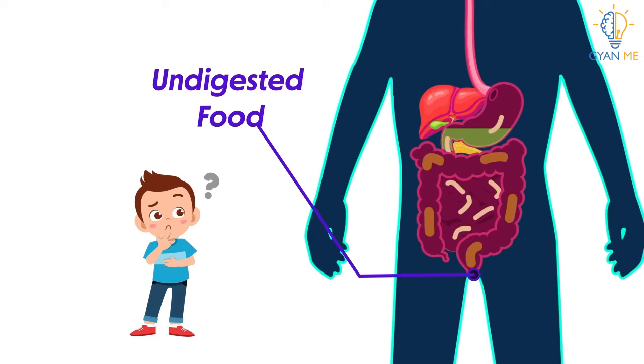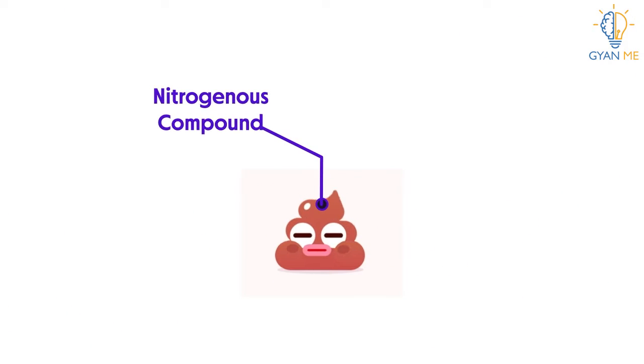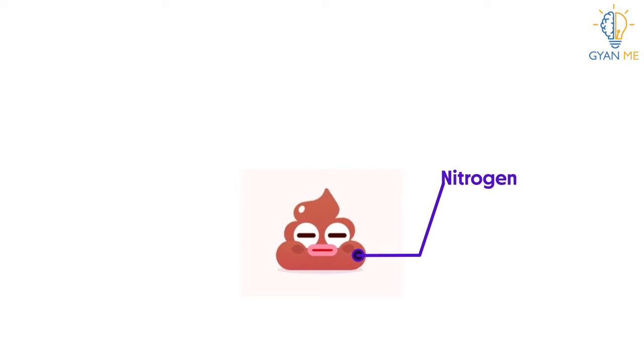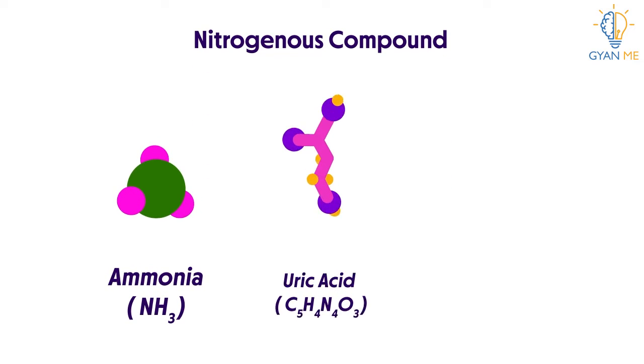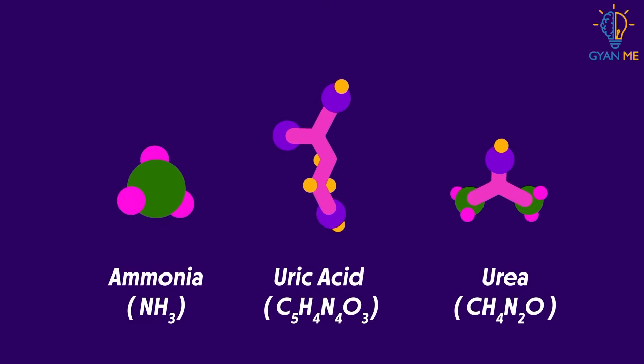Now, as the name suggests, these waste products contain nitrogenous compounds, or nitrogen primarily. These nitrogenous compounds include ammonia, uric acid or urea. These wastes are toxic to our body and therefore dangerous, and need to be removed from our body as soon as they are formed or generated.